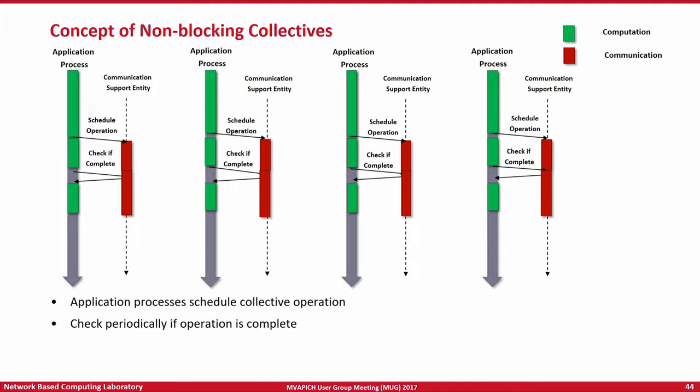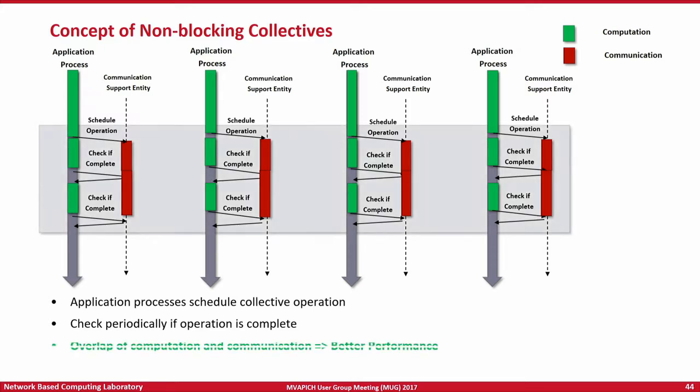So the catch is, who is this communication support entity? Who will progress this communication? Will it be a thread? Will it be a process? Will it be a hardware resource? Can you do it without any thread or hardware resource? Can you do it using the basic RC protocols that InfiniBand offers by default? So these are the challenges in designing non-blocking collectives.